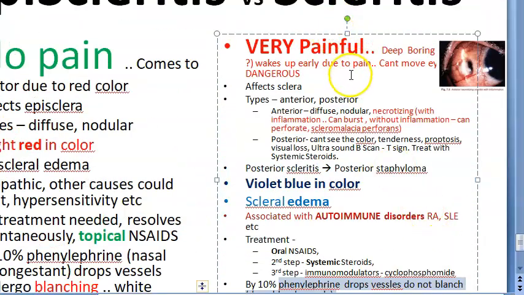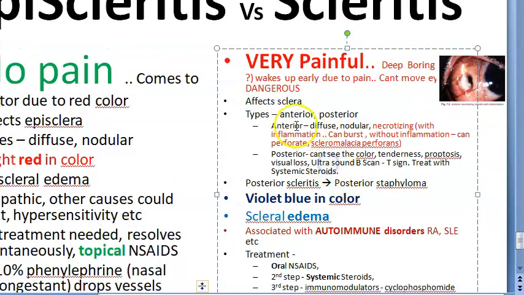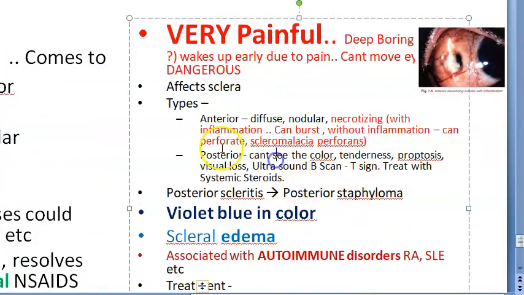So did you understand scleritis, guys? What did you see? It's very painful. It affects the sclera. There are types in this: anterior, posterior. In anterior, you have diffuse, nodular, necrotizing. Again, necrotizing, you have with inflammation, without inflammation. This sclera can perforate, so it is called scleromalacia perforans. Then in posterior, because you cannot see it, it is at the back.